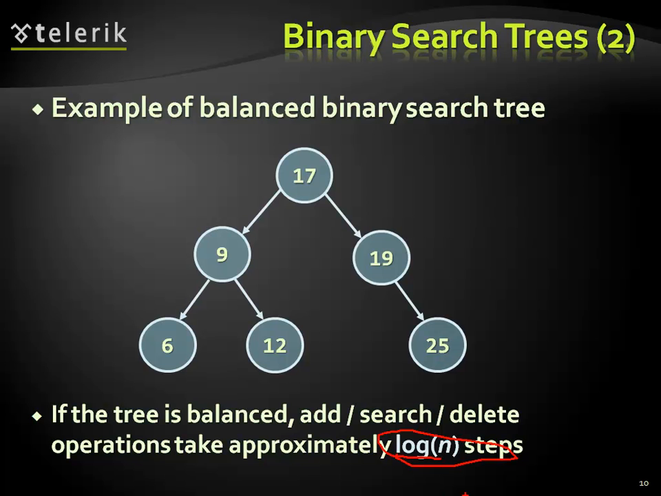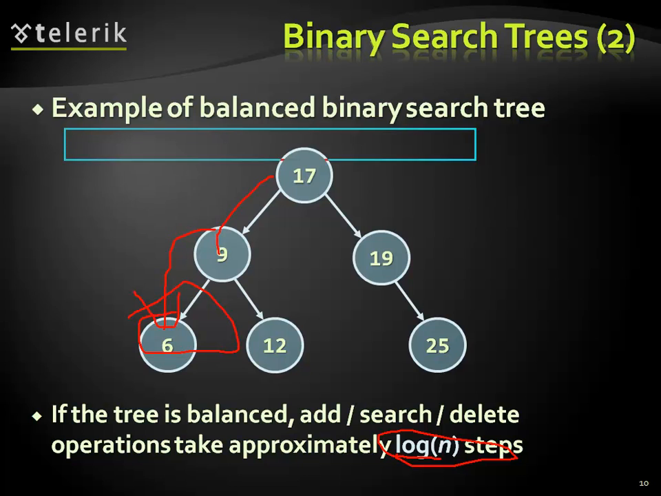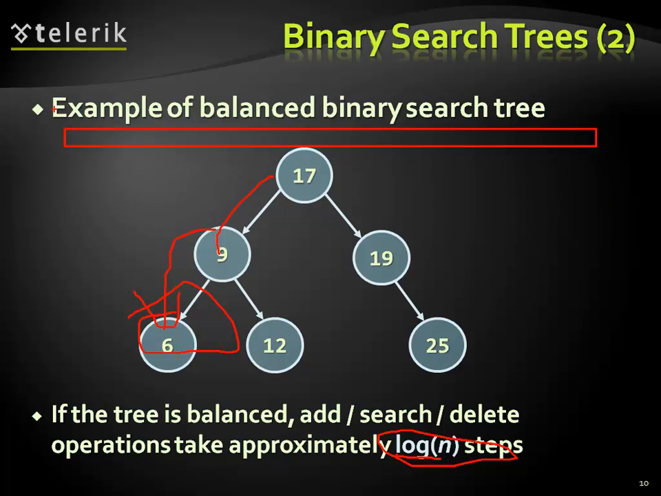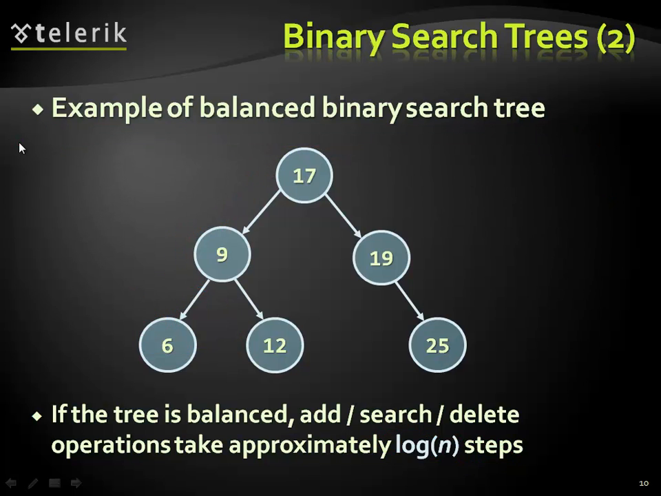For example, if you're searching the position of the number 5, which isn't here, or the position of number 6, the position of number 6 would be found in exactly 2 steps. One step over here, one step over here. If you're searching in an array, it would take n steps. And here it takes only logarithm of n. Okay.